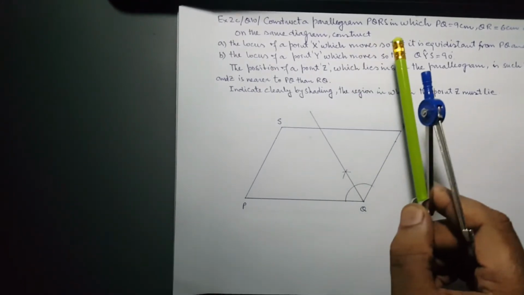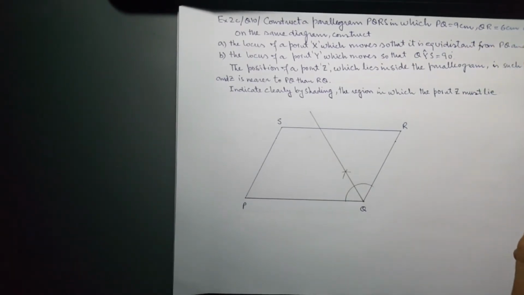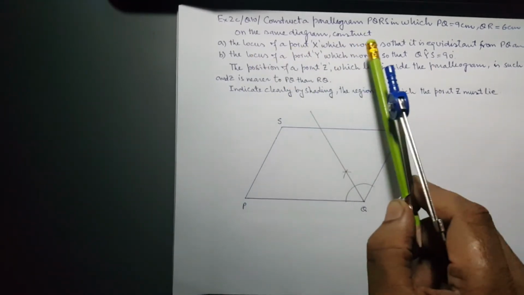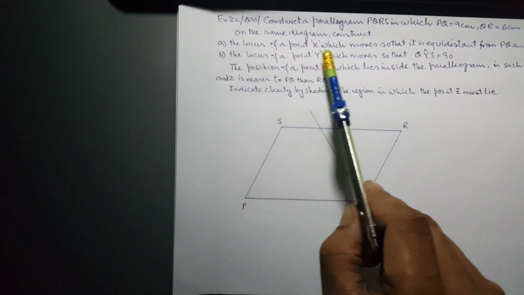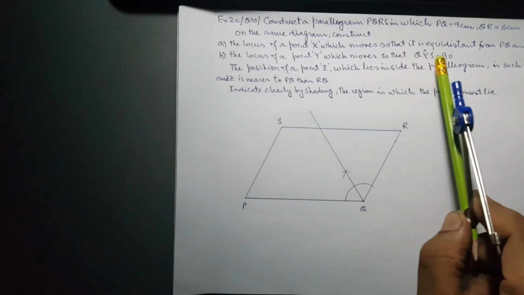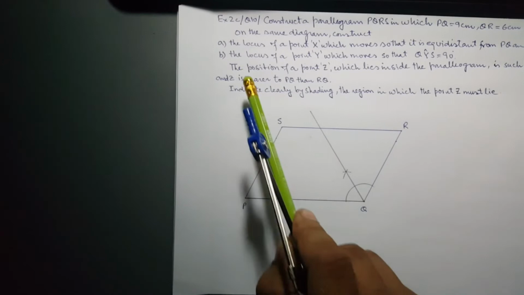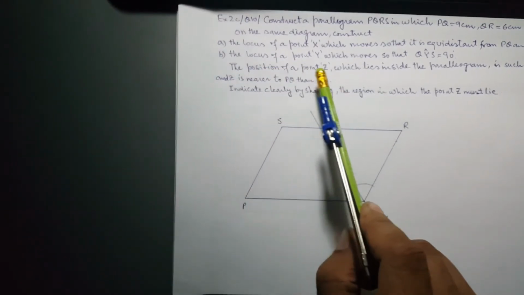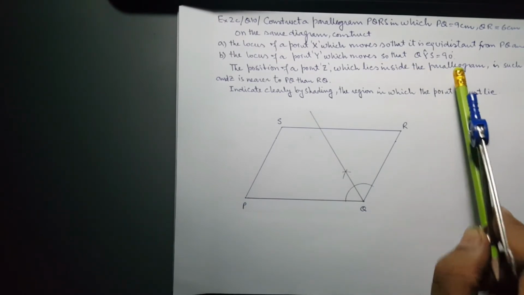Construct a parallelogram PQRS in which PQ is 9 centimeters, QR is equal to 6 centimeters, and PQR is 115 degrees. On the same diagram, the locus of the point X, which moves so that it is equidistant from PQ and QR, is the angle bisector of Q. You can see the angle bisector already drawn.